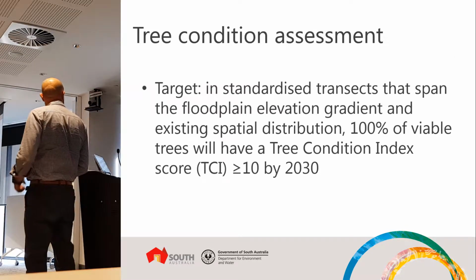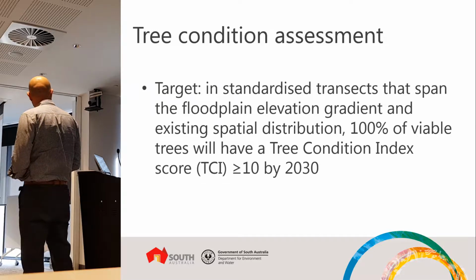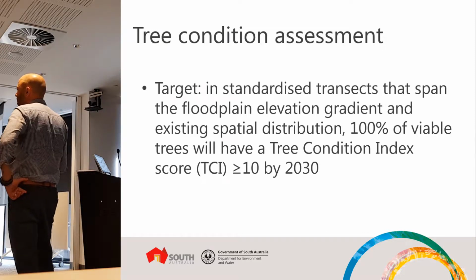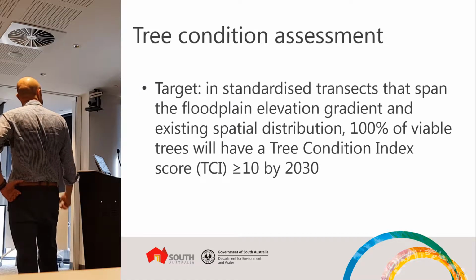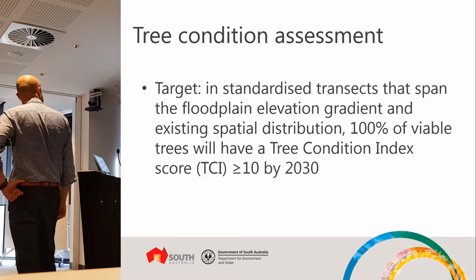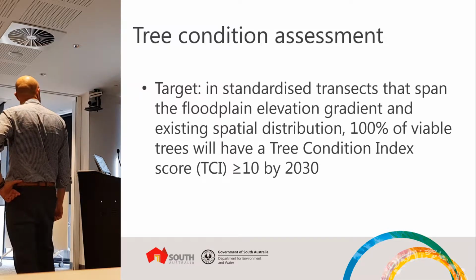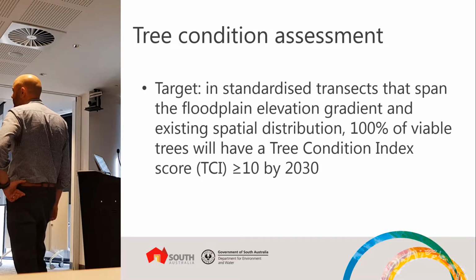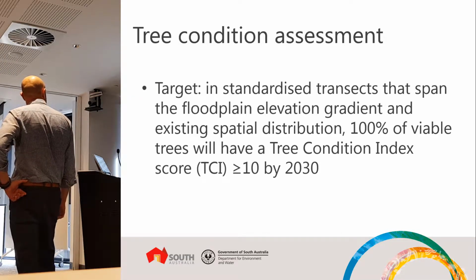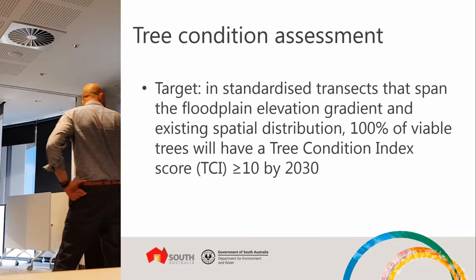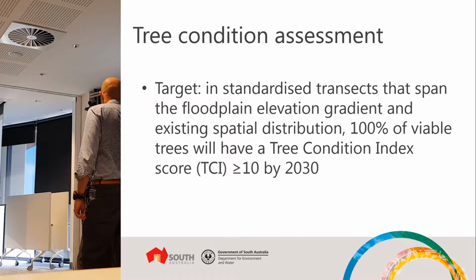And when using this information, there are floodplain-based targets that get devised that try to look at what kind of target or what kind of index you'd be wanting at that site. And so here's an example which I've taken from Pike floodplain near Renmark, where along the standardised transects we're looking to have 100% of viable trees along the transect with a tree condition index score greater or equal to 10 by 2030. And so these targets change depending on the floodplain in question.